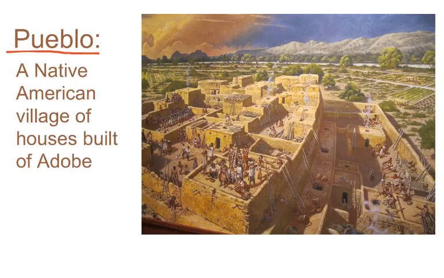Now, our last vocabulary word is going to be the word pueblo. Pueblo is a Native American village of houses built of adobe. If you can recall from your previous video lessons, adobe was the sun-dried brick made of muddied earth and straw. Now, here we see a very beautiful village, or we should say a pueblo of adobe houses right here with all our Native American Indians living here and the natural surrounding areas.